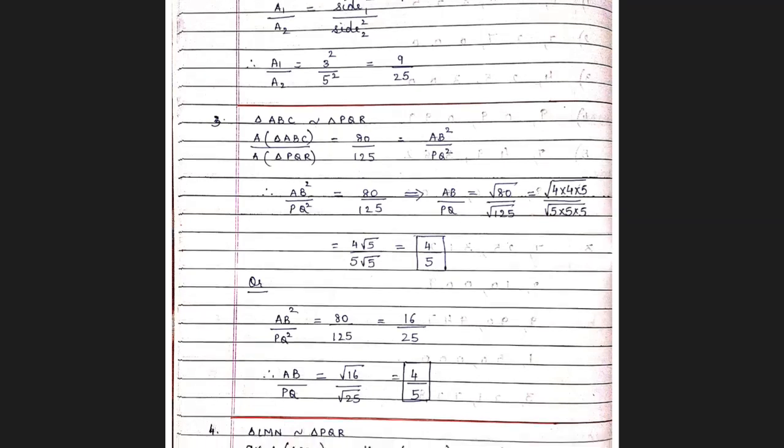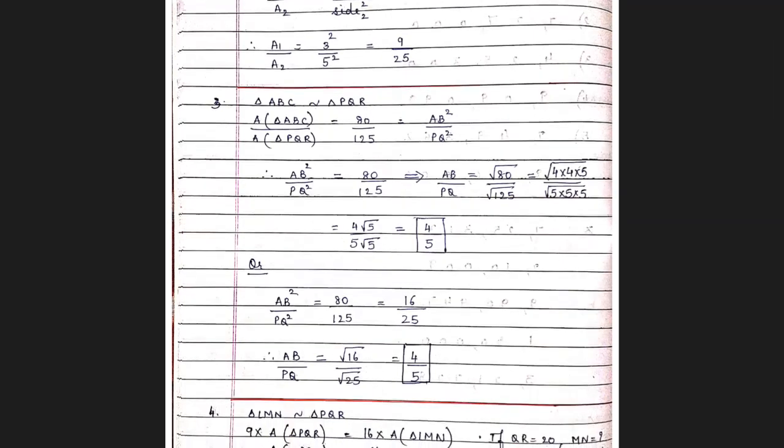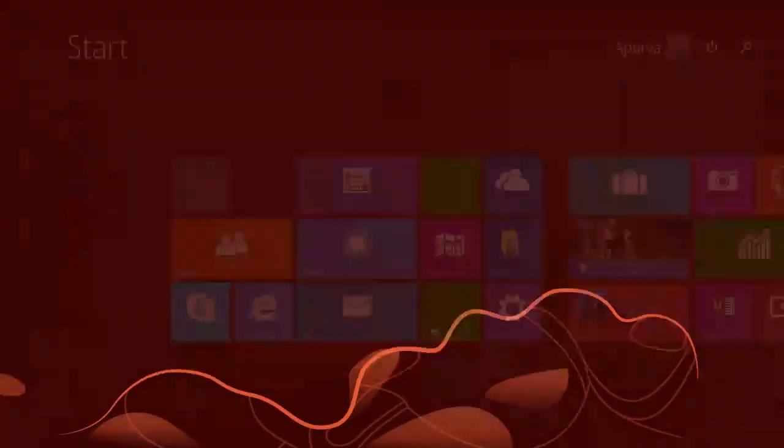Another way to do the same sum, AB square by PQ square is 80 upon 125. Cancel it with 5, you get 16 by 25. Therefore, AB upon PQ is the square root of the right hand side, answer 4 upon 5. I think the second method is still easier. You can follow whichever method you feel is easy for you. Okay. We go to question number 4.